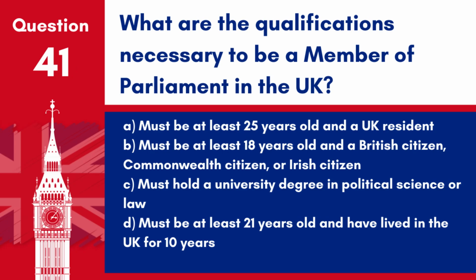Question 41. What are the qualifications necessary to be a Member of Parliament in the UK? A. Must be at least 25 years old and a UK resident. B. Must be at least 18 years old and a British citizen, Commonwealth citizen, or Irish citizen. C. Must hold a university degree in political science or law. D. Must be at least 21 years old and have lived in the UK for 10 years.